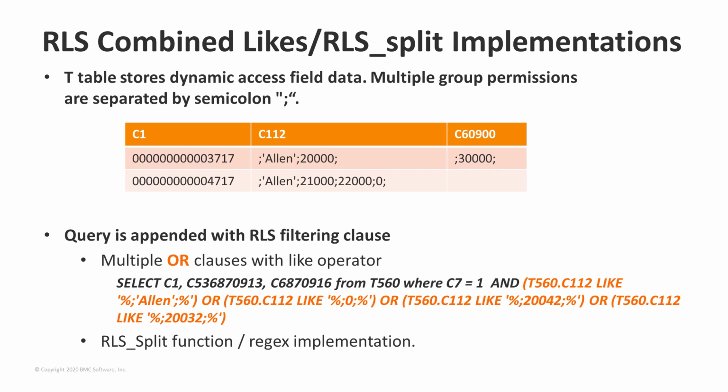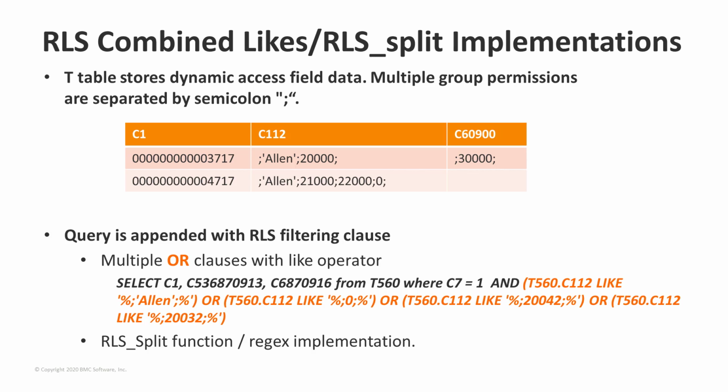So, there can be many such columns storing security permissions data, as shown in the table on the screen. For evaluating RLS, AR server appends the RLS clause to the query issued by the end user, so that the correct set of records are returned to the user. One such query for the Combined Likes implementation is shown on the screen. The RLS clause appended by AR server is highlighted in red.